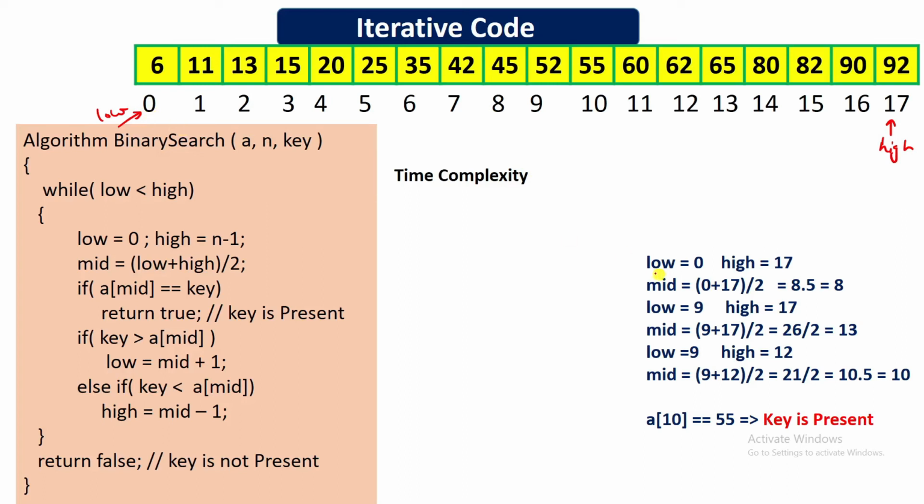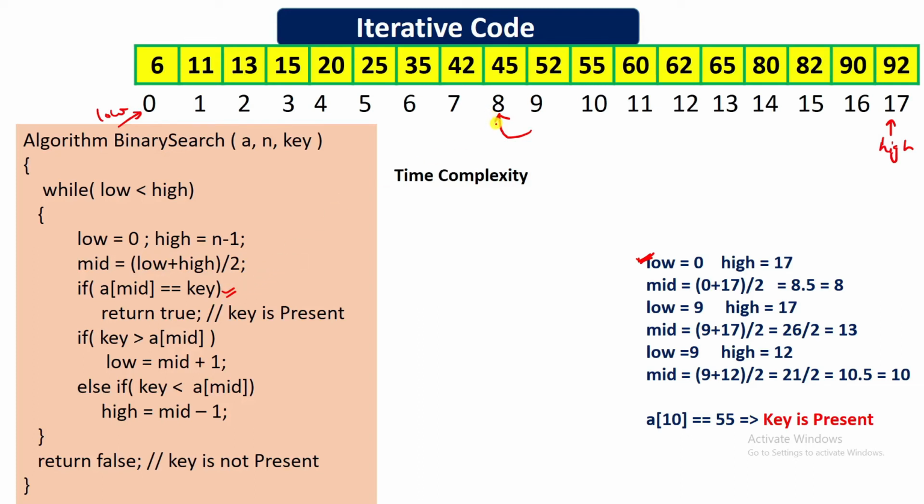For example, initially I checked the range between 0 and 17, and then I find the midpoint. Instead of linearly searching all the elements, I just said, okay, find the midpoint, and I first check with this element, which can be done in just 1 unit amount of time, right?